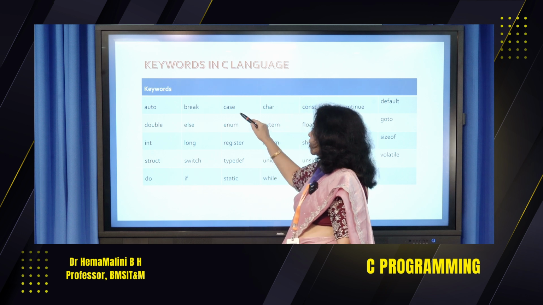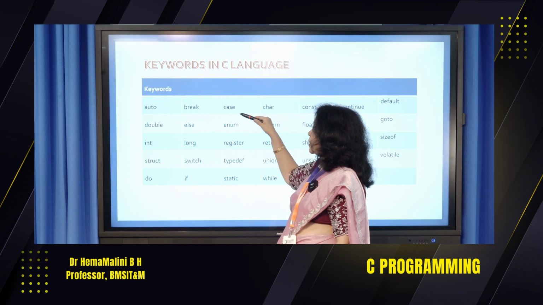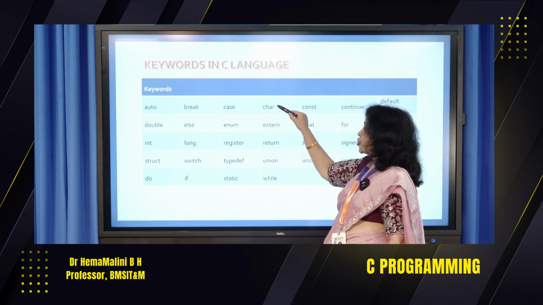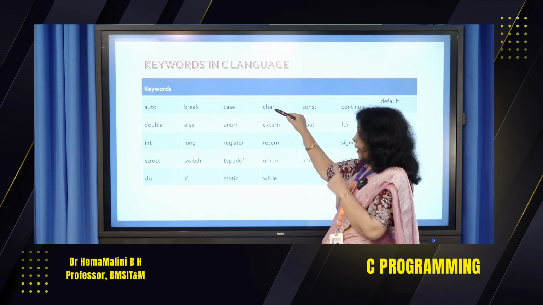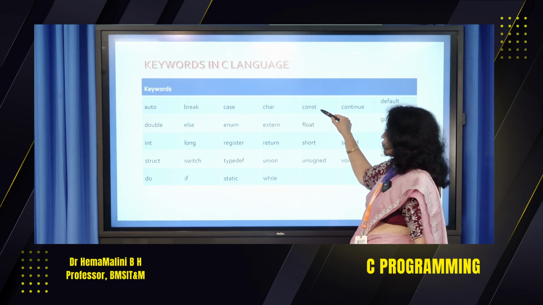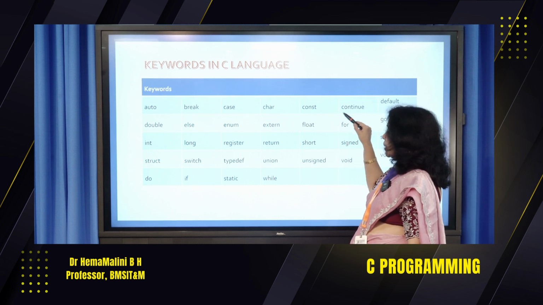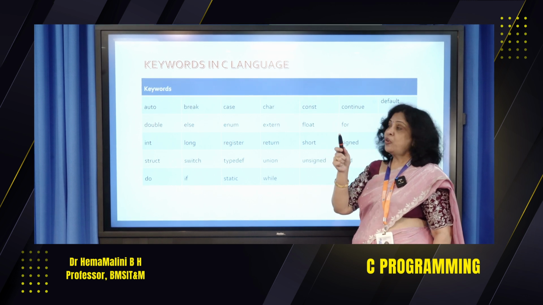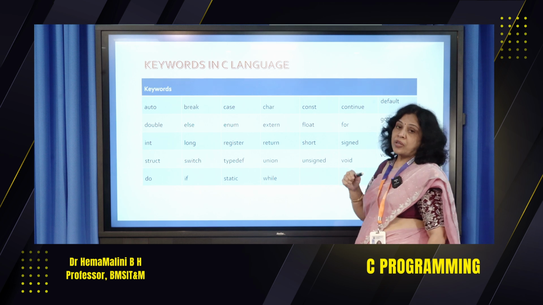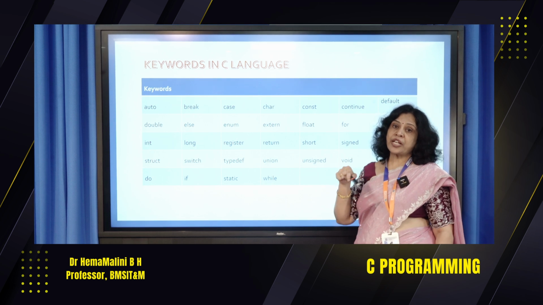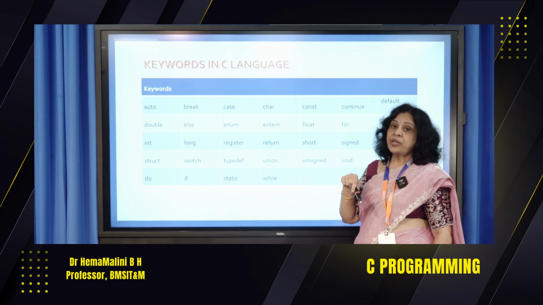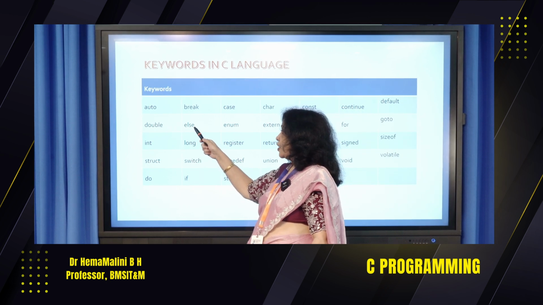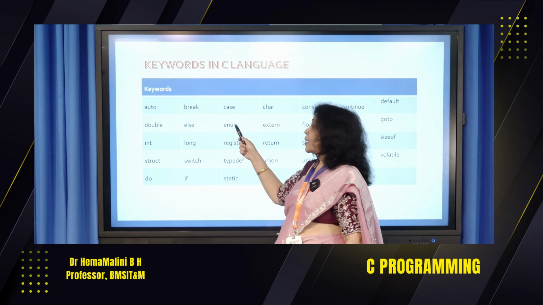Case, within the switch we will be having multiple options. We call them case. Char is a data type which shows a character data type. Const, this is used for constant. Continue statement, if in a loop we want to continue with the next iteration value, we use this continue. Default, in switch, if none of the case options work, then we go for a default statement. Double is a data type, else we use it with the if else structure. Enum, this is again a data type.